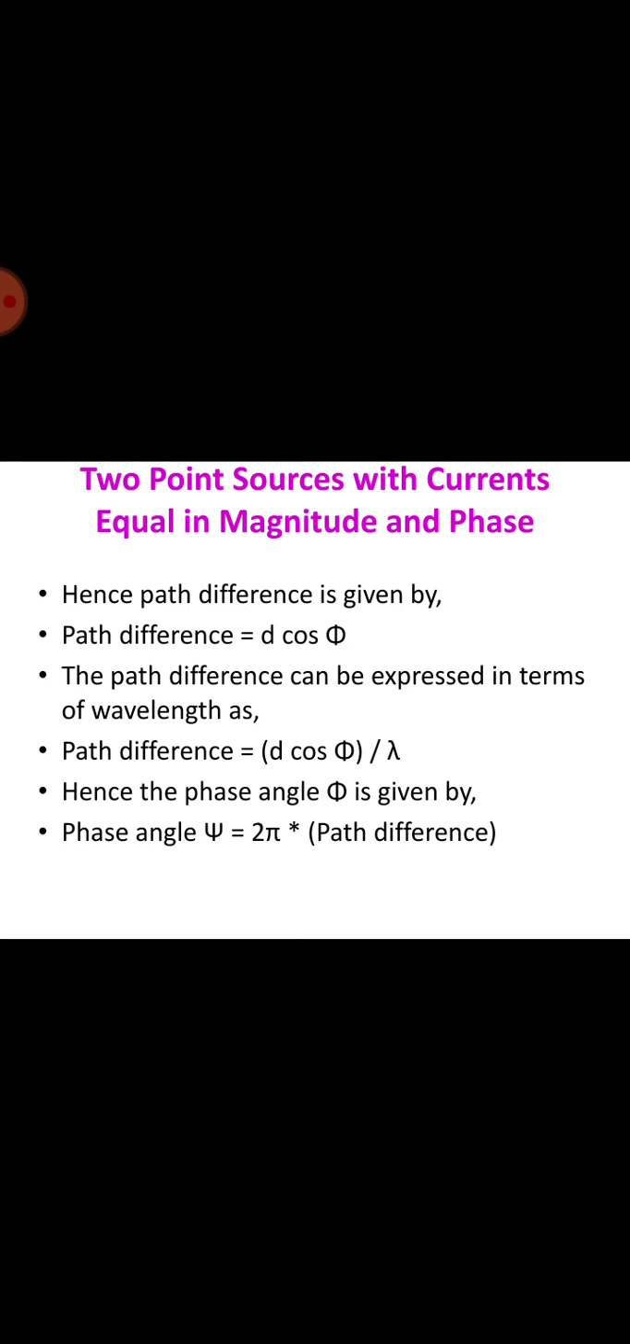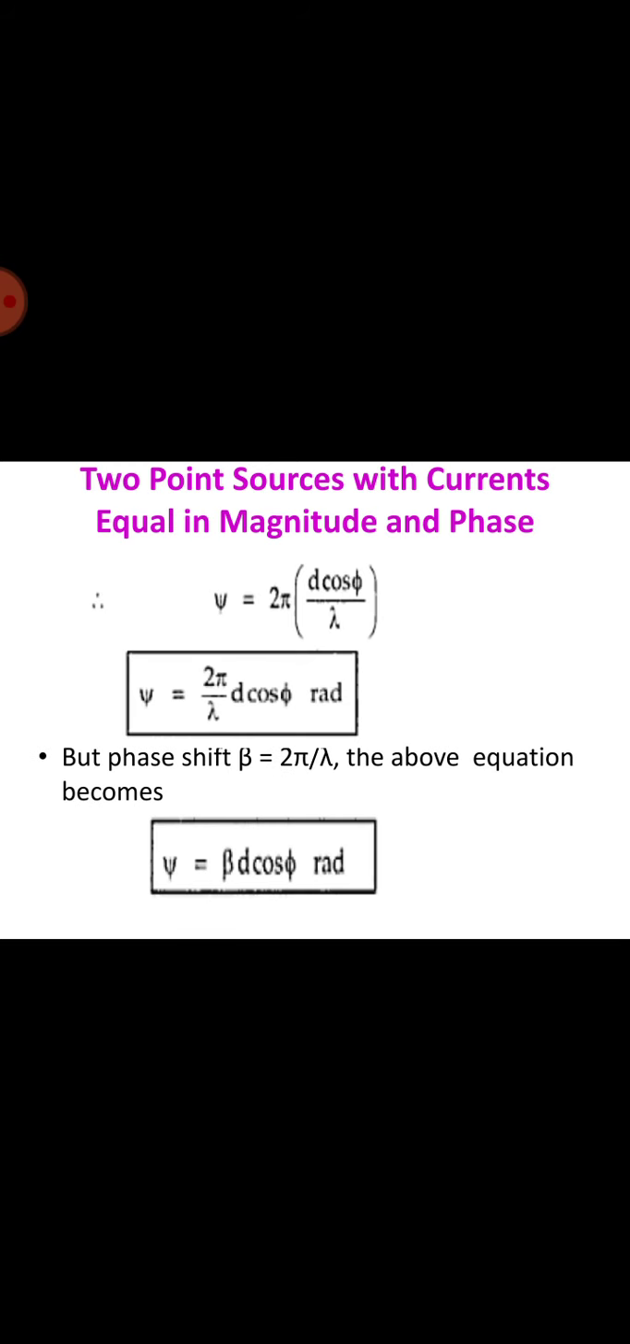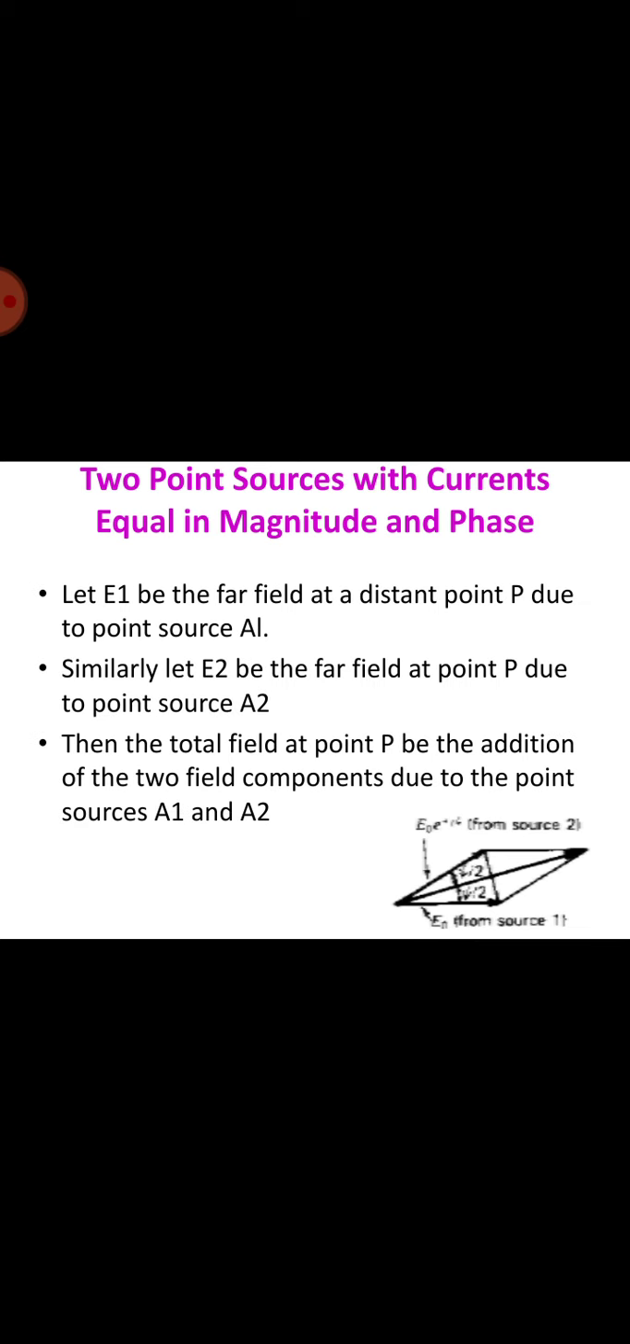Hence the phase angle psi is equal to 2 pi into path difference, that will be equal to 2 pi into d cos phi by lambda. So this 2 pi by lambda is nothing but the phase shift beta. The above equation can be written as psi is equal to beta d cos phi radians. Let E1 be the far field at a distant point P due to point source A1, and similarly let E2 be the far field at point P due to point source A2.